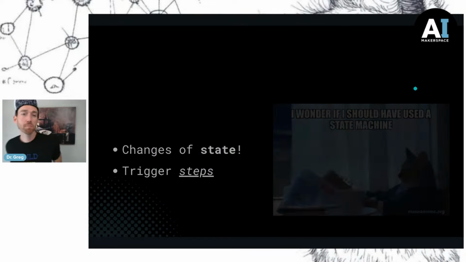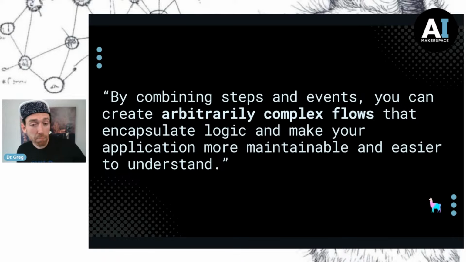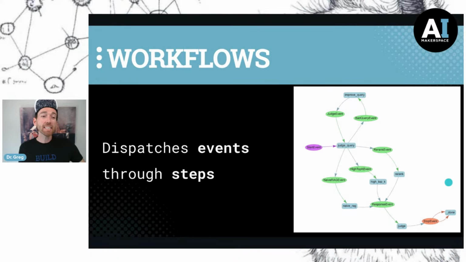So we'll hear things from LlamaIndex like, by combining steps and events, we can create arbitrarily complex flows that encapsulate logic and make your application more maintainable and easier to understand. Okay, that all sounds great. Complex flows, making it easy. We love that at AI Makerspace. Okay, so these workflows are effectively dispatching events through steps, these Python functions.